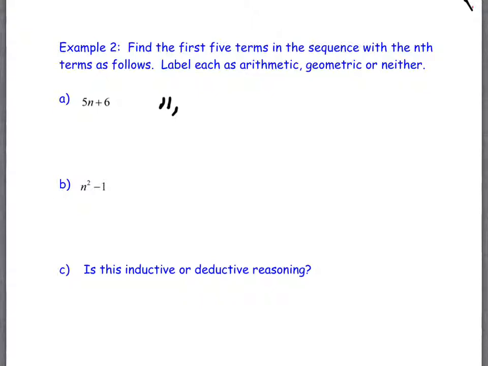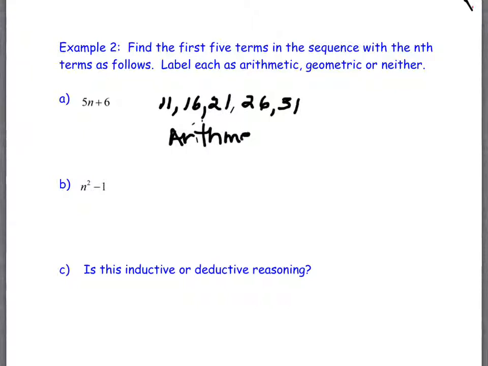11. And then what? Okay, and n equal to 3? n equal to 4? And n equal to 5? 31. Okay, so that's the first part of the directions. The second part of the directions says to decide, is this arithmetic, geometric, or neither? It's arithmetic. How did you decide?